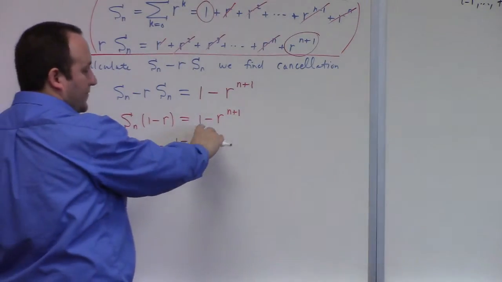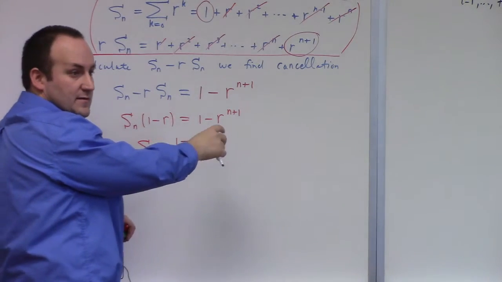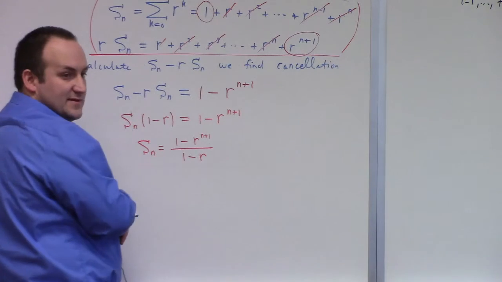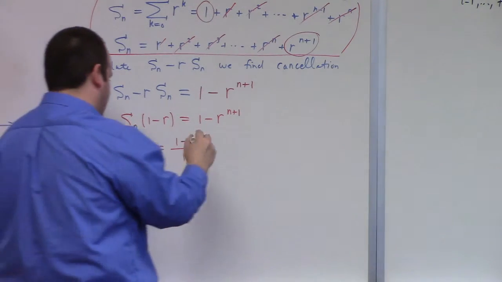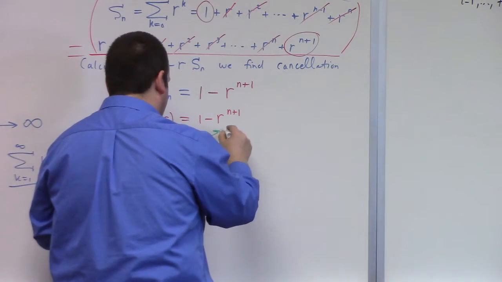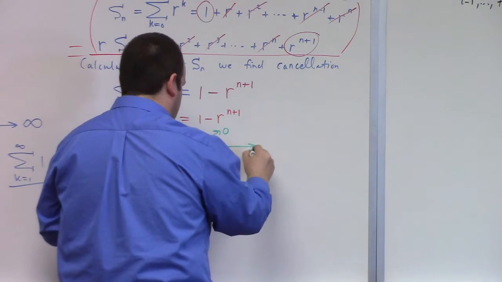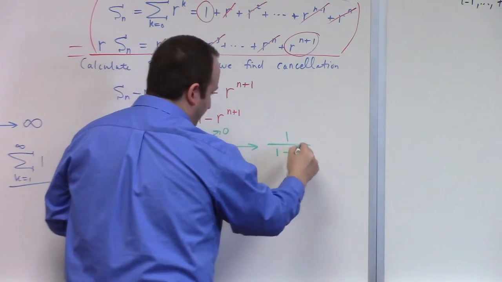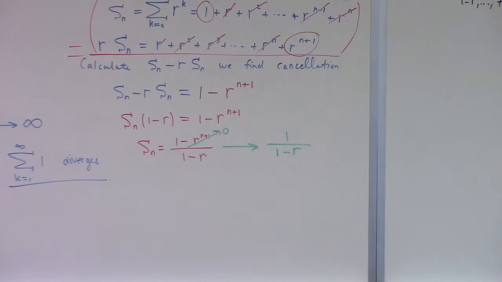Now, what happens as n goes to infinity, given the condition that I wrote up here? If you have a real number, magnitude less than 1, and you take it to the n plus 1 power and take n to infinity, what happens to it? Right, this goes to 0. So this whole thing goes to 1 over 1 minus r. So we observe that the nth partial sum converges to the real number 1 over 1 minus r.